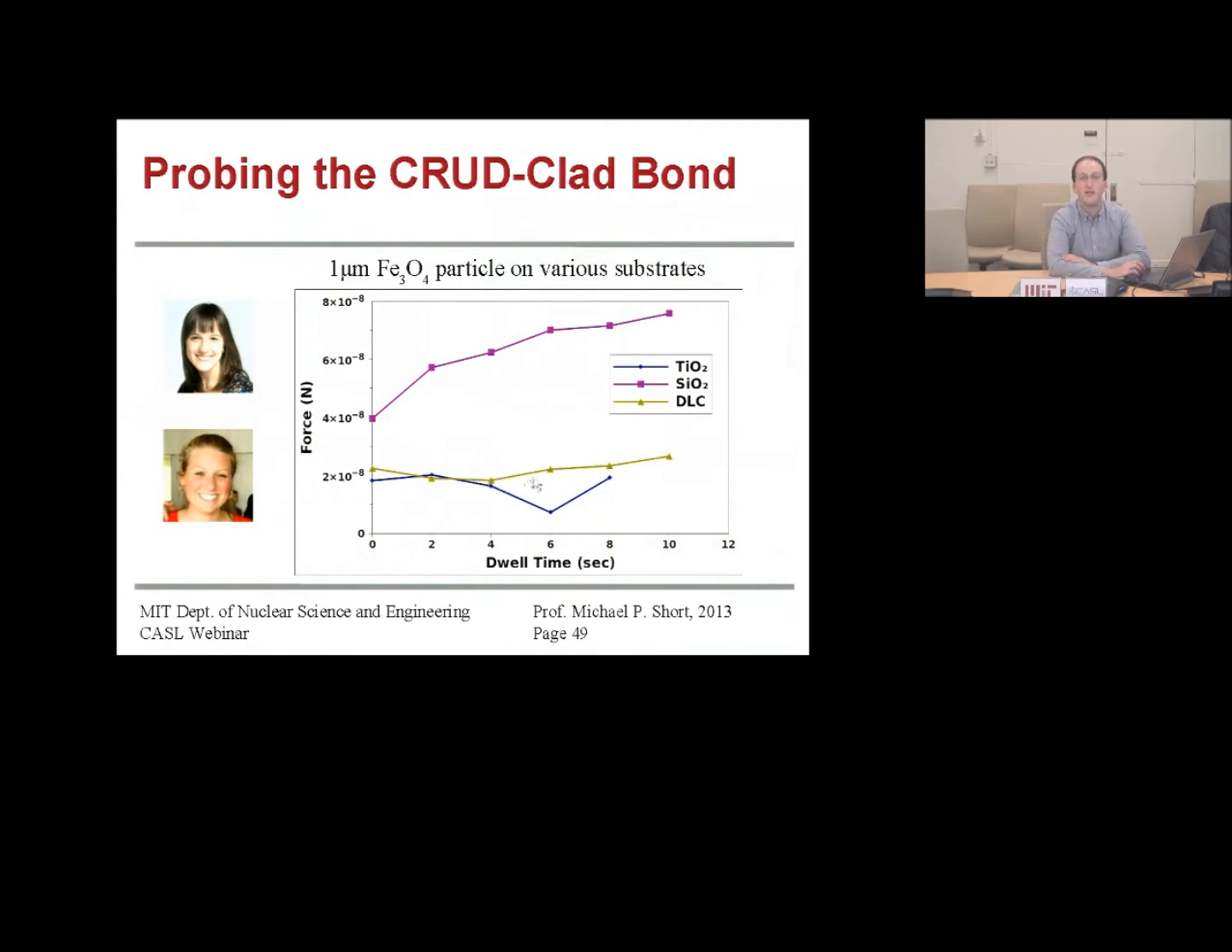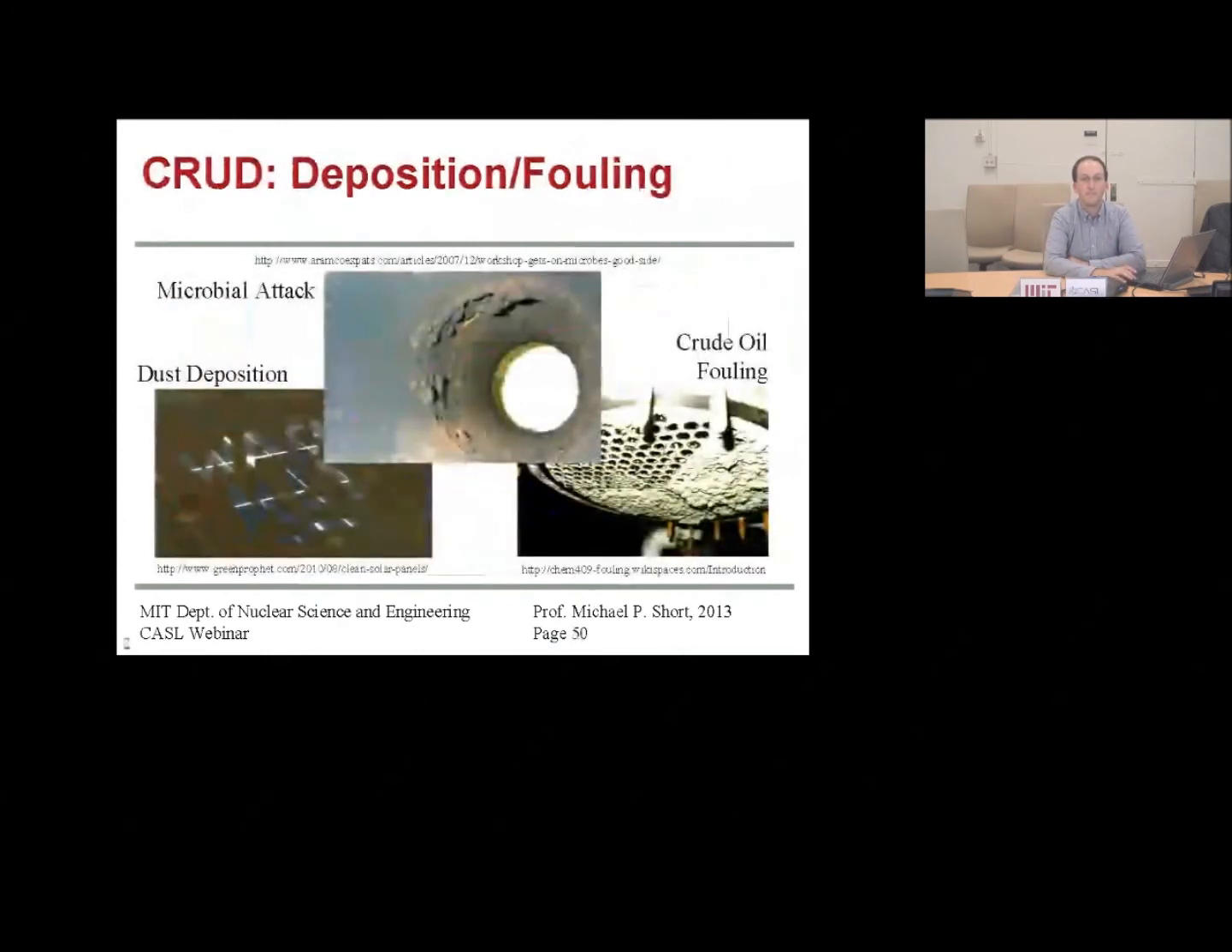In addition, something totally unexpected happened. The longer this probe sits on the surface, the stronger this force gets. And this could mean that as the particle sits on the surface with forces of nanonewtons, something is causing a stronger bond to form. And so we're running this now with a lot of different constituents of the CRUD and a lot of different CRUD-resistant materials to see which ones are actually CRUD-resistant. And do the AFM experiments correspond with the pool boiling experiments?